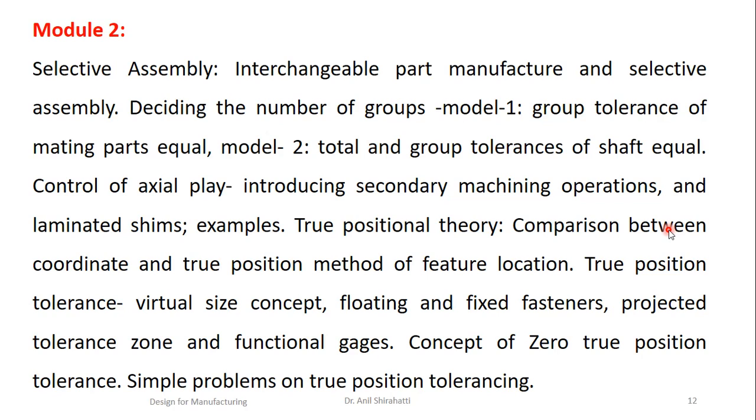Module 2 will be on selective assembly, mainly dealing with interchangeable parts manufacturing and selective assembly. In this case, we will also be learning true position theory, comparison between two coordinates and the true position method for feature location, gauges, functional gauges, etc.